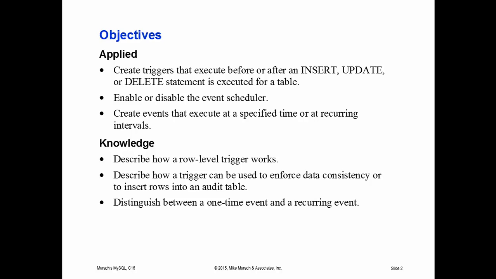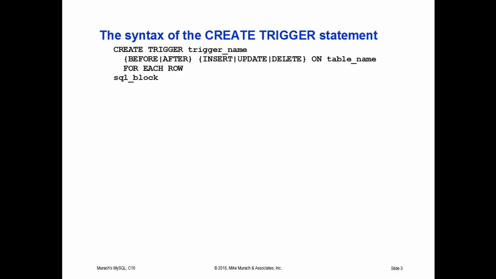We'll talk about how to either enable or disable an event scheduler, and how to create events that execute at a specified time, or at a recurring interval, maybe every day at this time, or once a week at this time, etc. We'll describe how a row level trigger works, how a trigger can be used to enforce data consistency or to insert rows into an audit table, and distinguish between a one-time event and a recurring event. This is a short chapter.